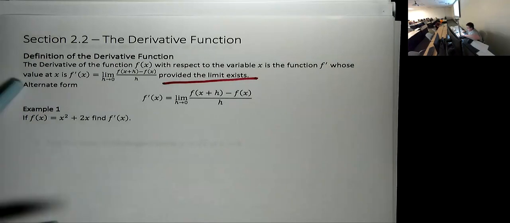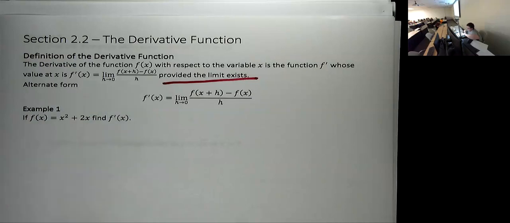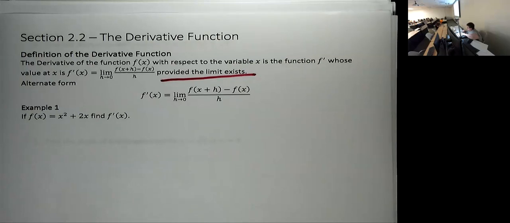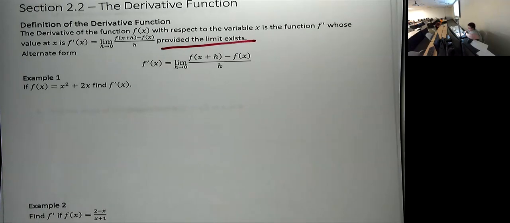I don't know why I have alternate form here. I think I originally had f of x 1 minus f of x 2. I just wrote it bigger there. So we're just going to look at some examples and grind out what we've been doing in the last hour. If f of x equals x squared plus 2x, find f prime of x.